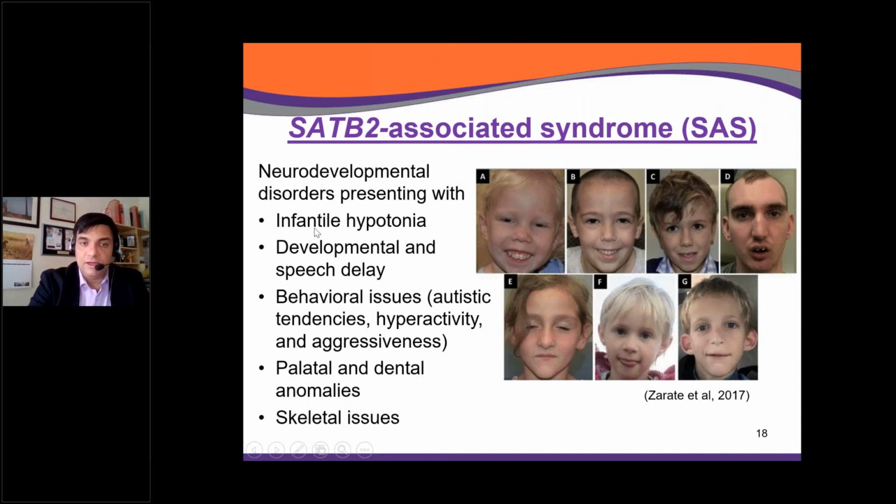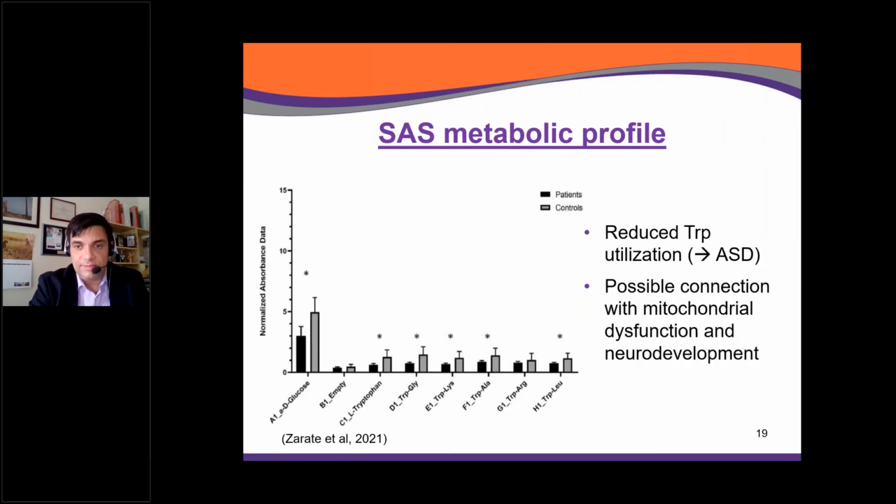The common features of these conditions include infantile hypotonia, so low muscle tone at infantile age, developmental and speech delay, several behavioral issues, including autistic tendencies. So this is, like I said, a syndromic form of autism, but also hyperactivity, aggressiveness. Then they have palatal and dental anomalies, as you can see here, some of the prominent teeth. And they also have skeletal issues with some predisposition for bone malformations or fracture.